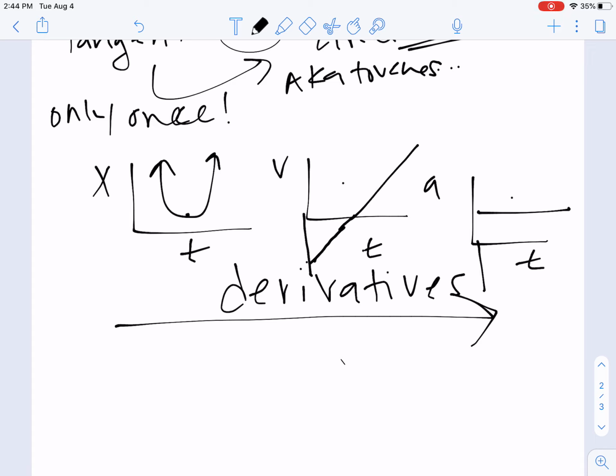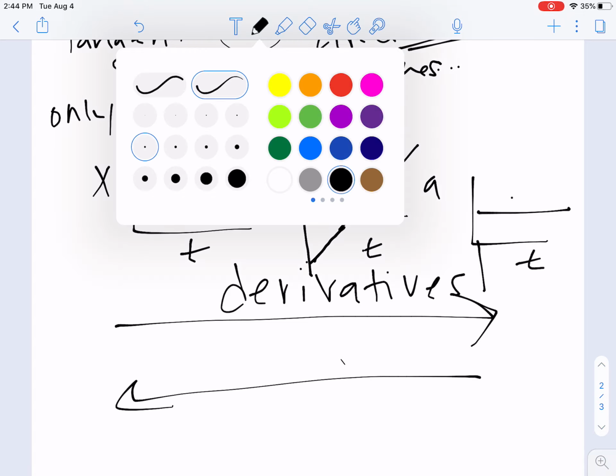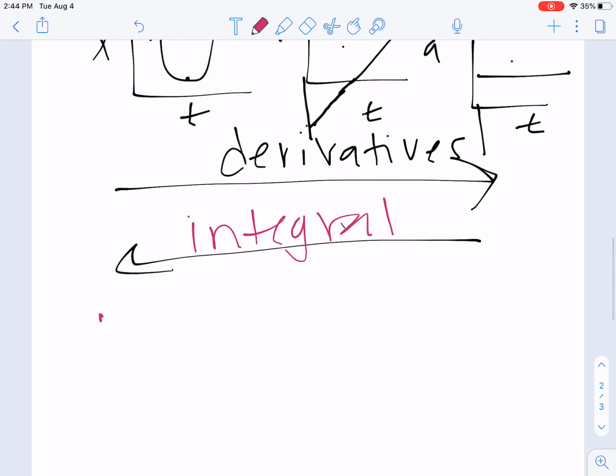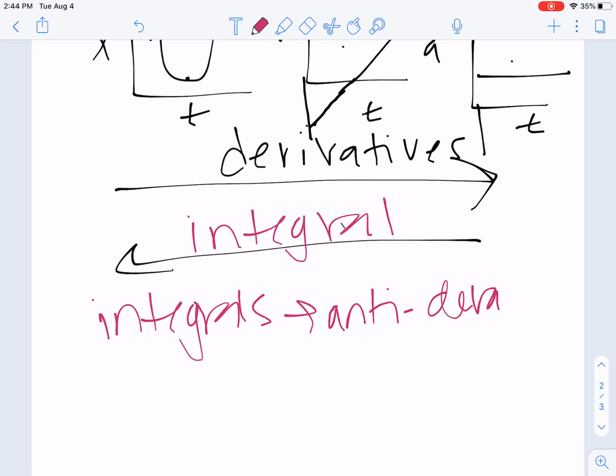If we're going in this direction, derivatives, we're going to go in this direction, something that is called an integral. For today's sake, we're just going to consider integrals, antiderivatives. They are just the opposite of a derivative. They undo the work that we did of a derivative.